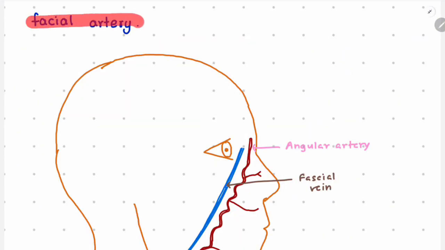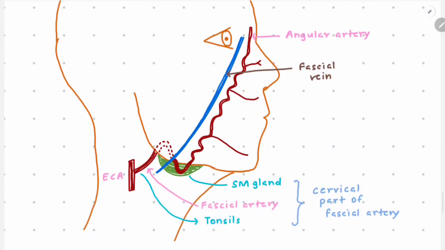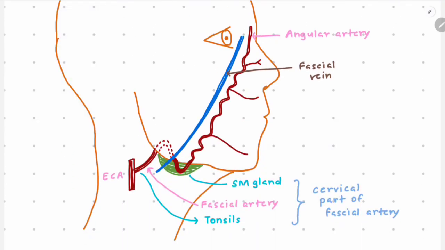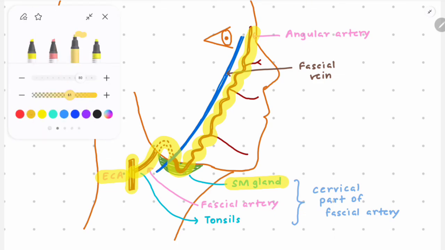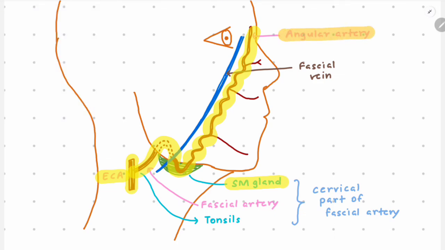The main artery of the face is the facial artery. It arises from the external carotid artery, passes deep to the mandible, then curves around the lower border of the mandible near the submandibular gland and ascends over the face. Along its course, it gives several branches and finally ends as the angular artery.